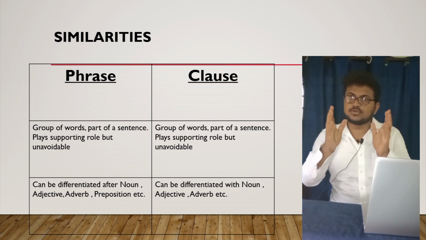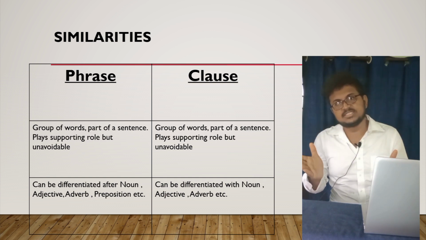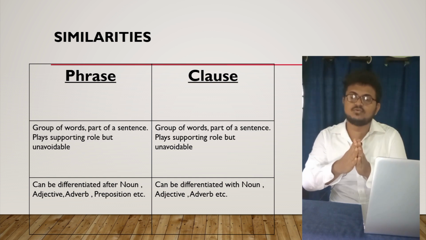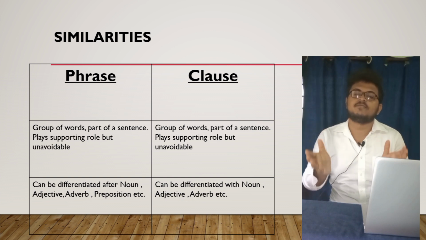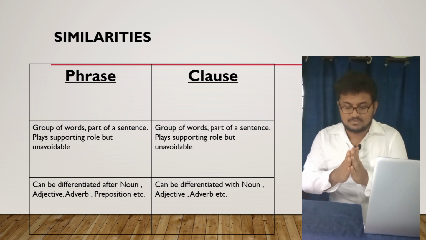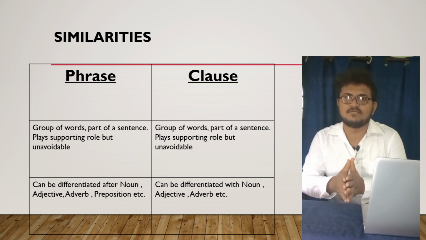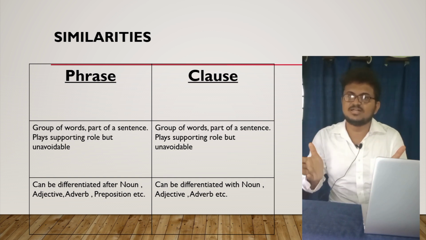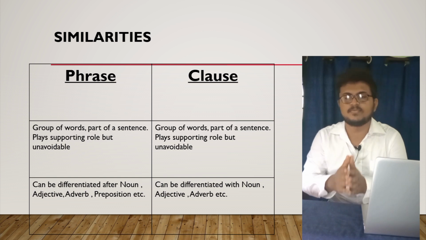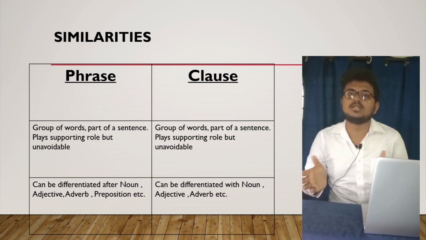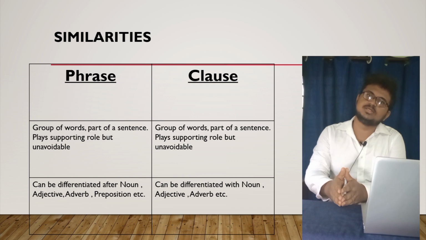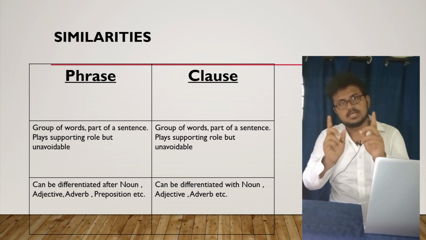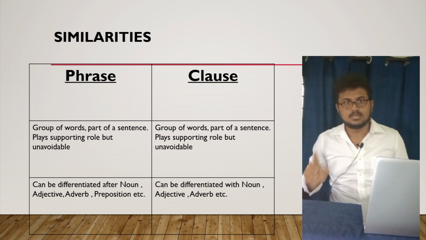Two or three words can also form a noun, two or three words can together form an adjective, two or three words can together form an adverb. Form an adverb means work like an adverb. Form a noun means work like a noun. Two or three words together can work like a noun, like an adjective, or like an adverb. Remember that.